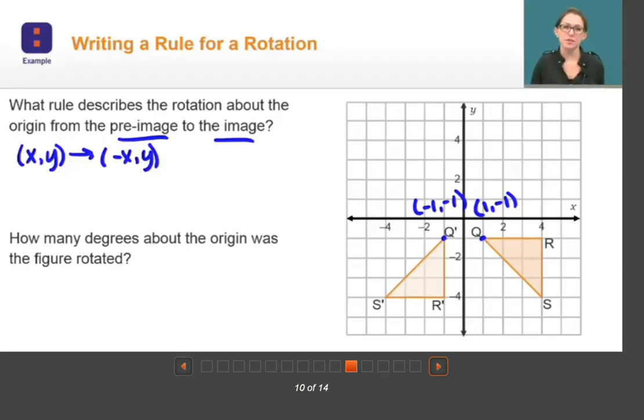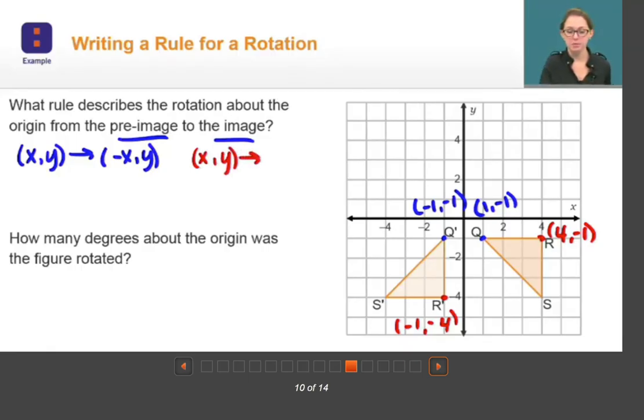But let's check the other vertices just to make sure. Well, we have vertex R at 4, -1, and we have R prime down here at -1, -4, which shows that if we have a coordinate at x, y, that will be mapped to y, -x. Now note that this rule also works for Q at 1, -1, and Q prime at -1, -1. So we can eliminate that first rule that we guessed.